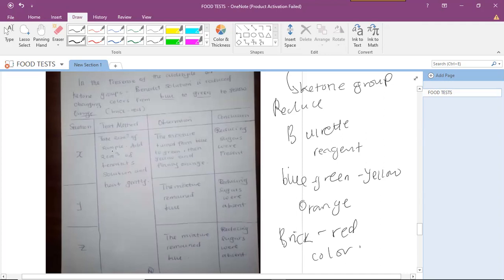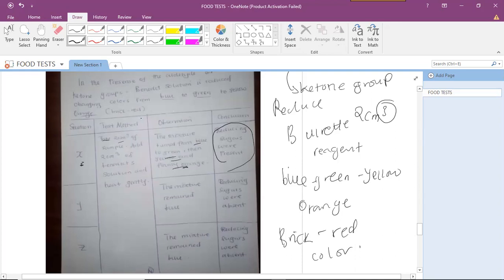So let's look at our method. So you take 2 cubic, again please, 2 cubic centimeters of sample, not 2 square centimeters. That means something different. So you take 2 cubic centimeters of your sample, you add 2 cubic centimeters of Benedict's reagent, and you heat gently. Then you start seeing your observation. So our hypothetical solution here, so here X, the mixture turned from blue to green, then yellow, then finally orange, showing the presence of reducing sugars.